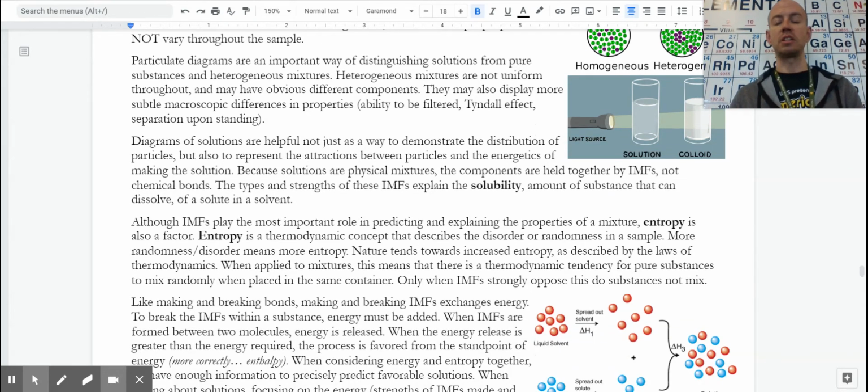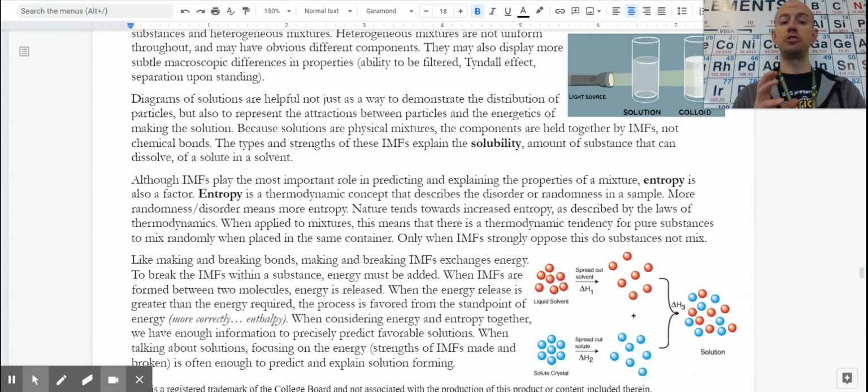But really, we want to focus on the attractions that are allowing it to mix. What sort of attractions are holding the solution together? And are there any repulsions or attractions that would make it come apart? One thing that helps solutions become solutions is the thermodynamic concept of entropy. So entropy, and we talk about this with thermochem, with thermodynamics, it is a measure of the randomness or disorder in a sample. And one of the things that we know in terms of laws of thermodynamics in the universe is that the universe tends towards greater entropy or the dispersion of energy.